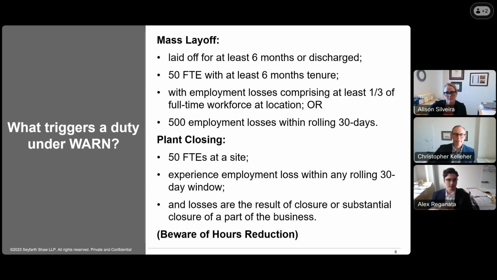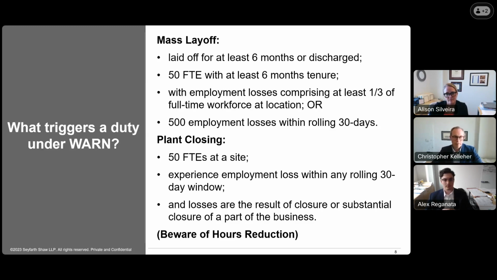So to qualify for a mass layoff, an employer must lay off for at least 6 months or discharge at least 50 full-time employees, which are defined under WARN, as we discussed, as employees who work more than 20 hours a week, at the employment site, with those employment losses comprising at least 1/3 of the full-time workforce at the location in any 30-day rolling period. So for example, if there's a facility with 300 full-time employees, at least 100 employment separations would need to occur, and that's either 6-month layoffs or more, or permanent discharge, or whatever it may be.